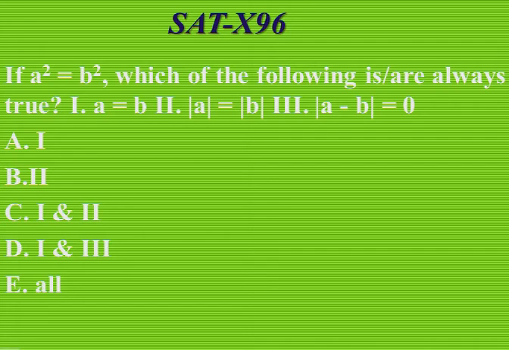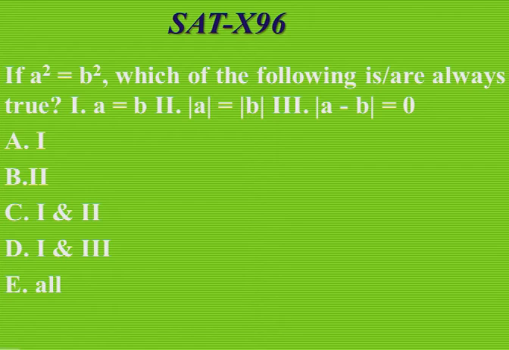SAT example number 96, an example of a problem where they're talking about squares and absolute value. So the main point you want to think of here is when they give you that type of problem, you also have to consider negative numbers. So don't forget to consider negative numbers.